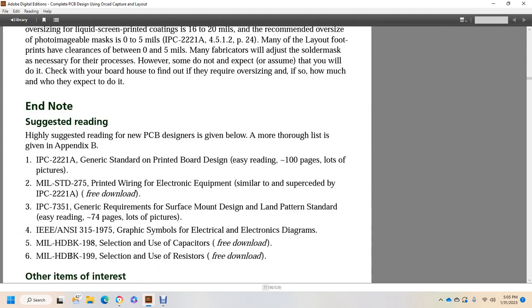End note: suggested reading. The highest suggested reading for new PCB designers is given below, with a more complete list given in Appendix I, B. The Institute of Printed Circuits IPC 2221A, generic standard on printed board design. Military 2275, printed circuit board electronic equipment. IPC 7351, generic requirements for surface mount design and land pattern standards. IEEE ANSI 315, 1975, graphic symbols for electrical and electronic diagrams. Military Handbook 198, selection and use of capacitors. Military Handbook 199, use of resistors.